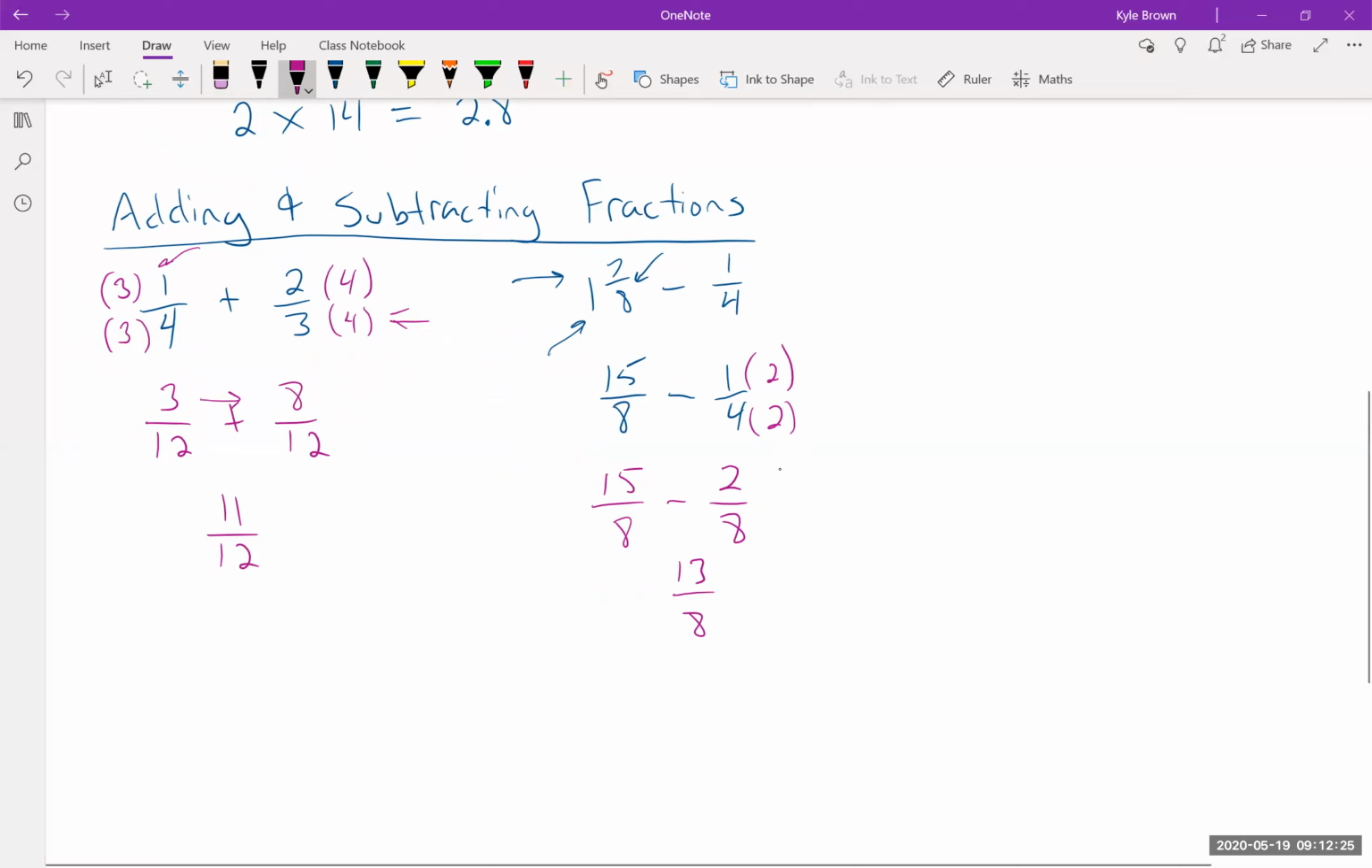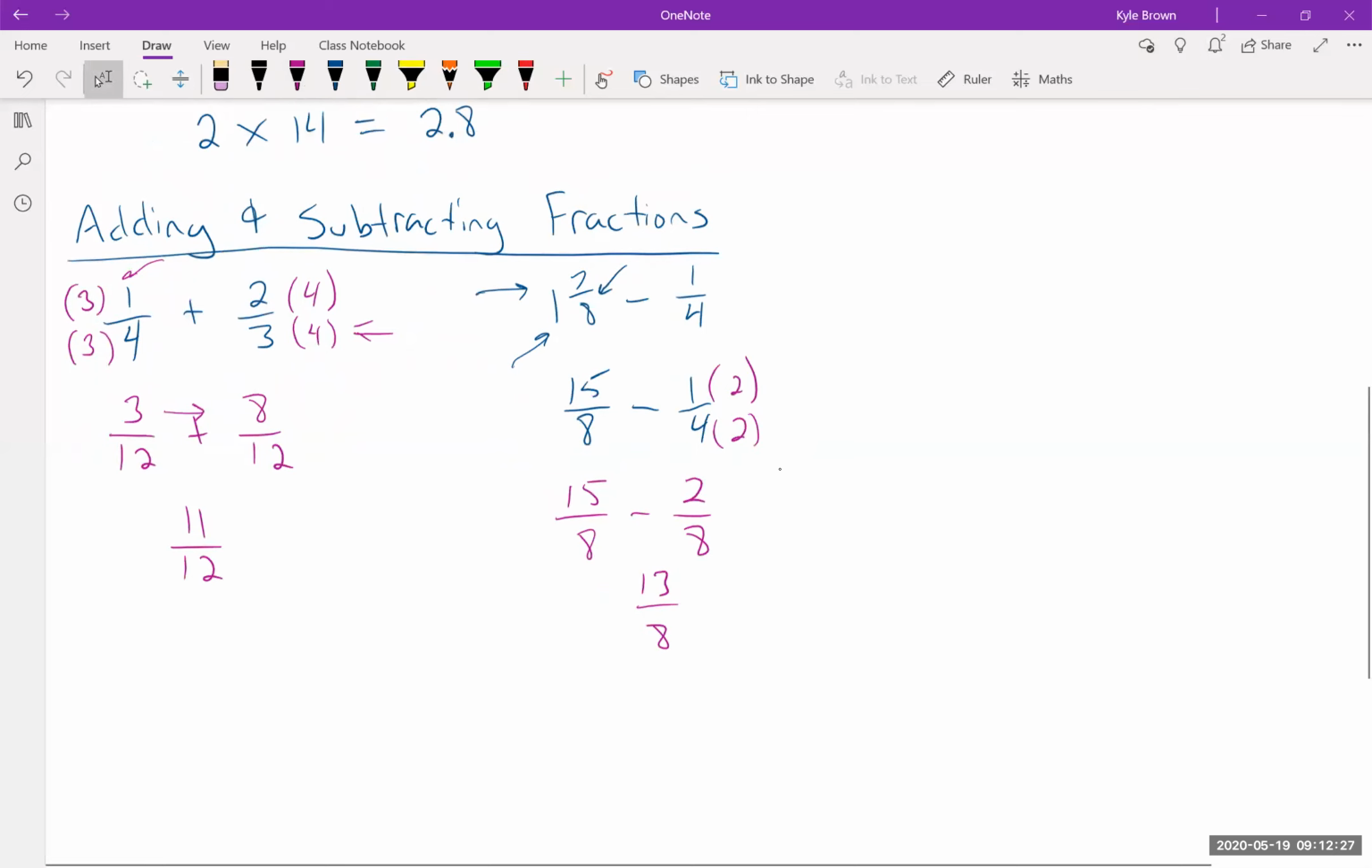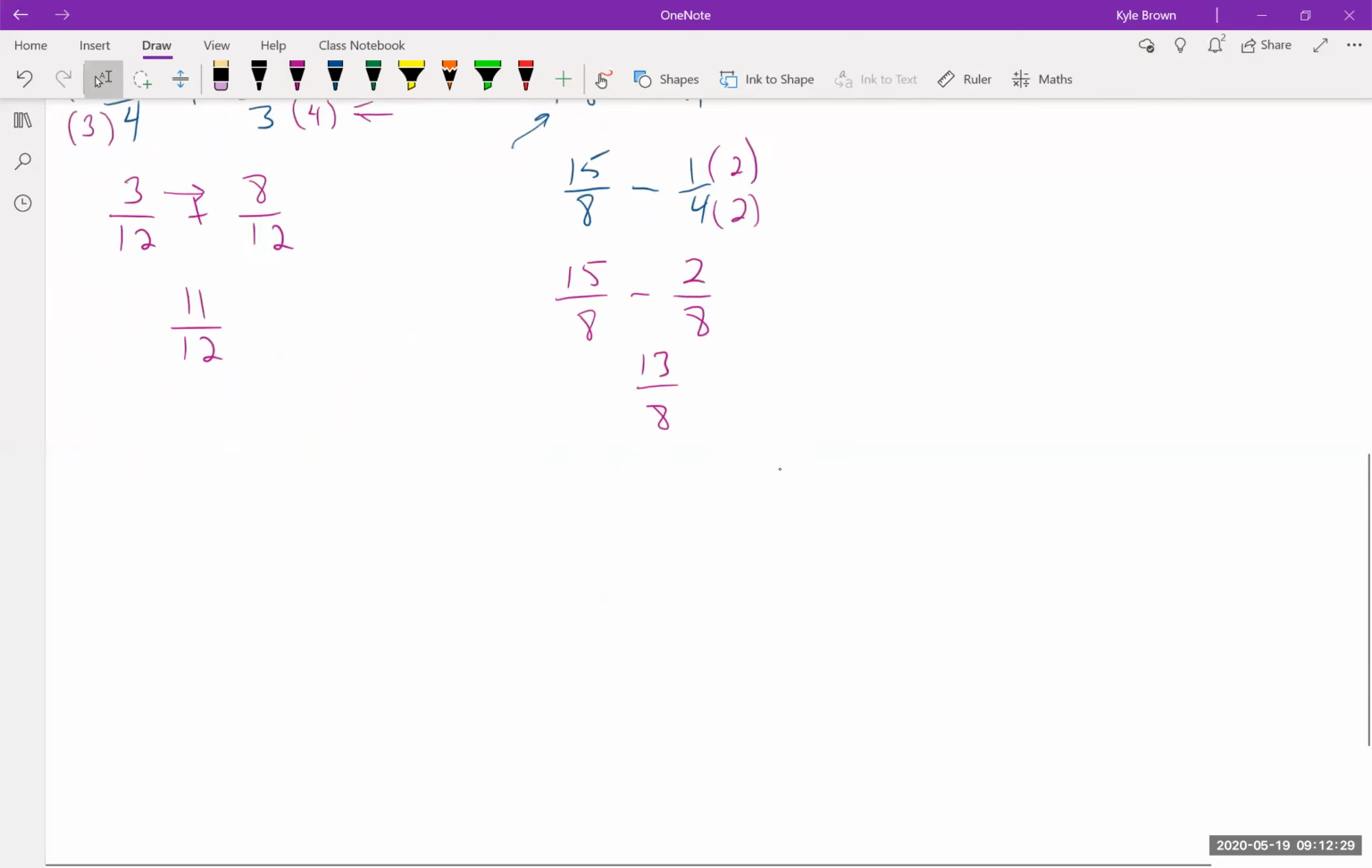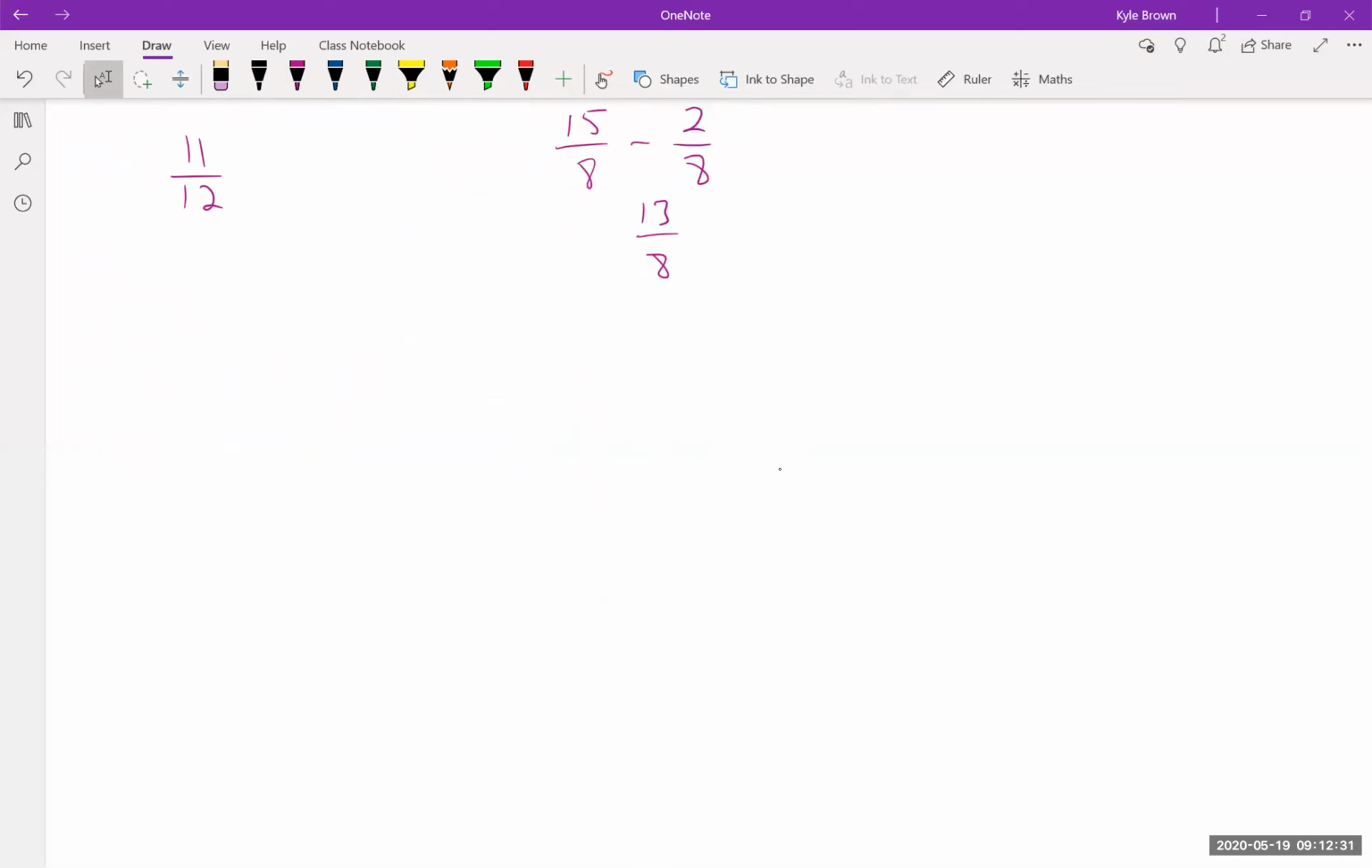All right, so that's the bread and butter of what we're doing here. Let's do multiplying quickly. I'll do an example of multiplying and dividing, we'll see. So, multiplying and dividing fractions.